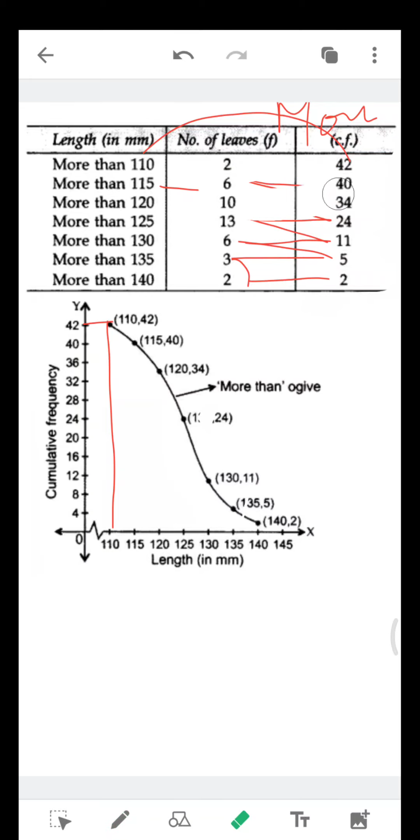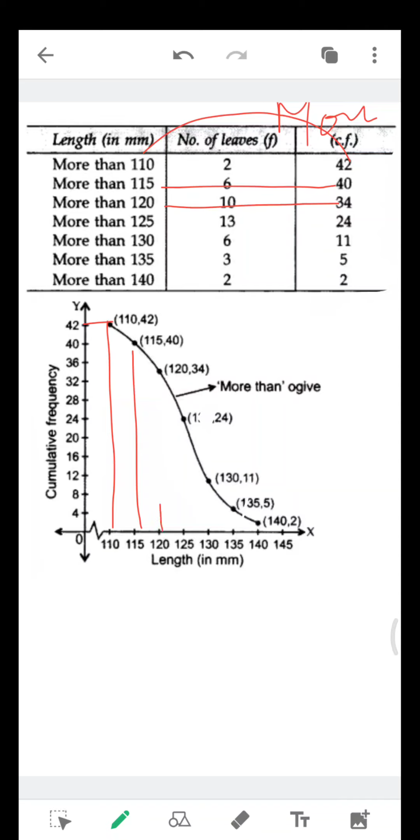Let me erase this, it will be confusing for you. Then 115, 40. So 115, 40, you take a point. I'm just drawing the lines for your reference. Then 120, 34. This way you have to first put the points and draw a smooth curve like this with a rough hand, or you can use a scale too. Both the methods are correct. So this is the way we do the more than ogive.